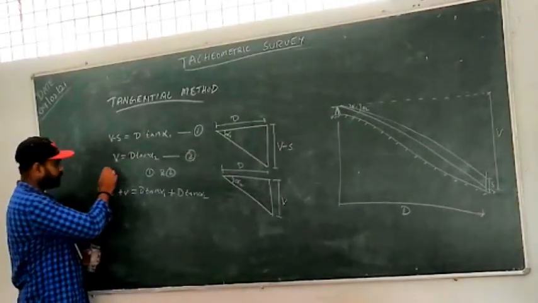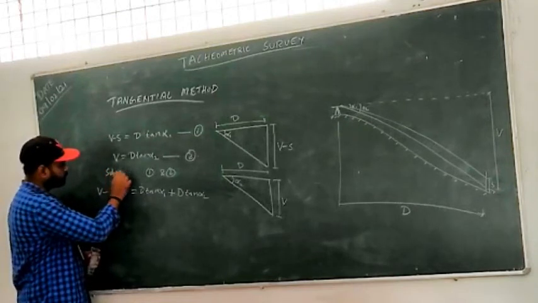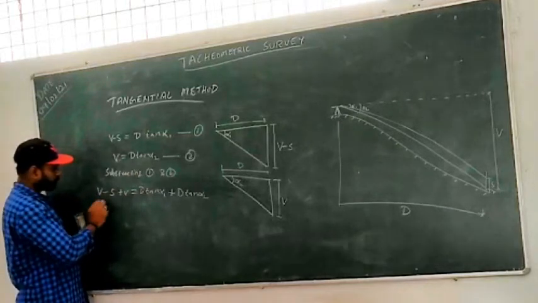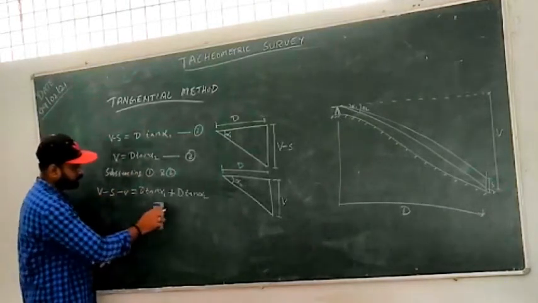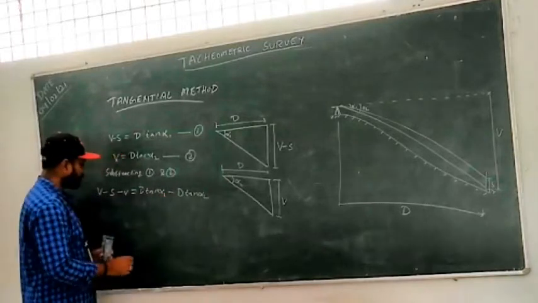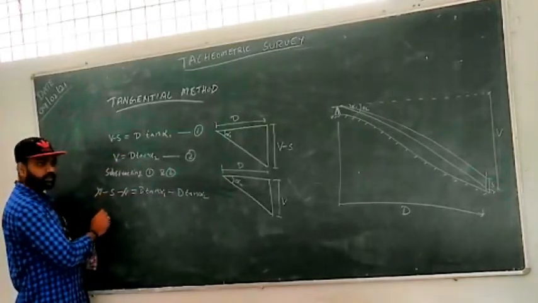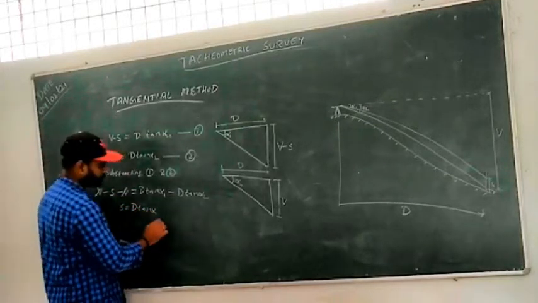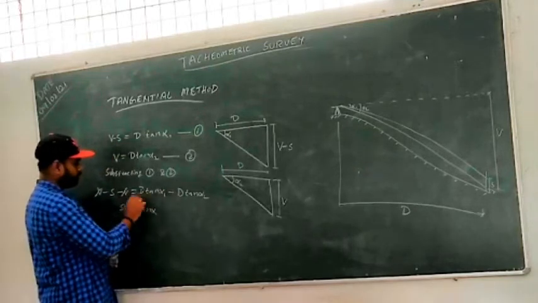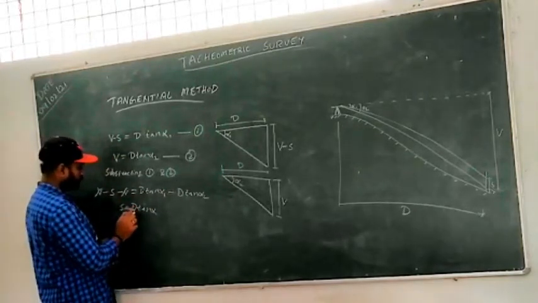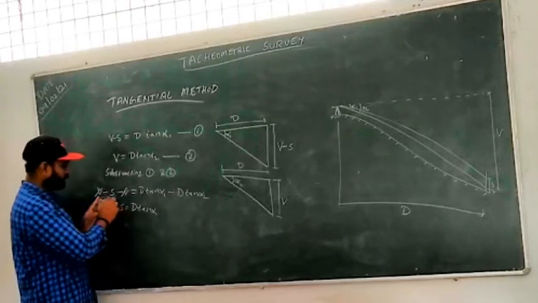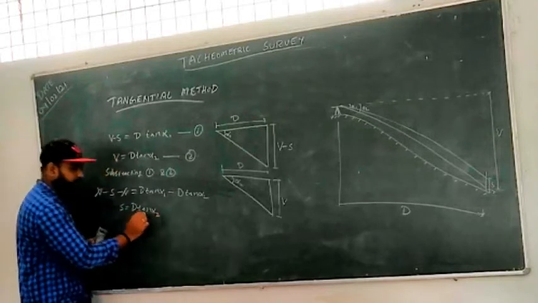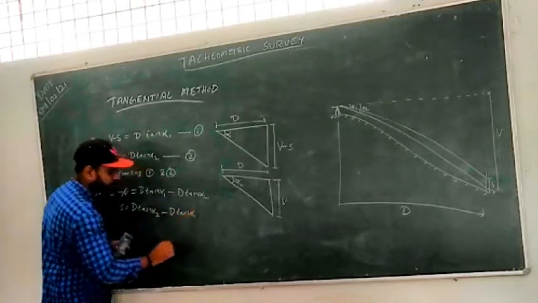Now because V should cancel, subtracting equation 1 and 2. So this will be minus, and this is also going to be minus. So V cancels, right? Then S is equal to D tan alpha 2 minus D tan alpha 1. Is it fine?